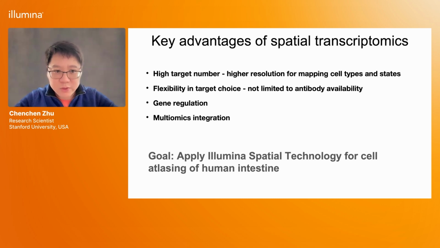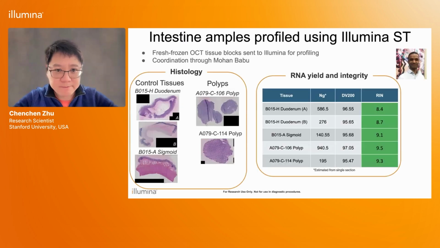And of course, we don't stop doing the spatial proteomics. So in addition to spatial proteomics data, we are also looking at the RNA layer, and then we can integrate these two layers together for a multi-omic integration. So my goal here is to evaluate Illumina's spatial technology for cell atlasing purposes in the context of human intestine, and that's what the whole project is about.